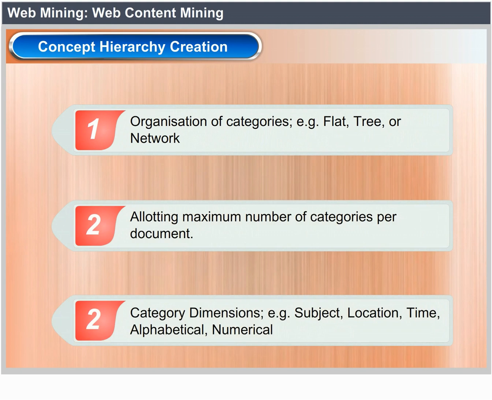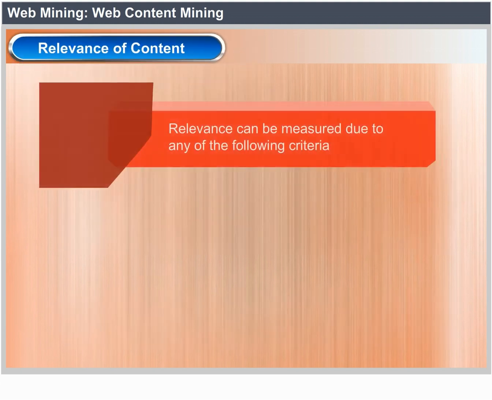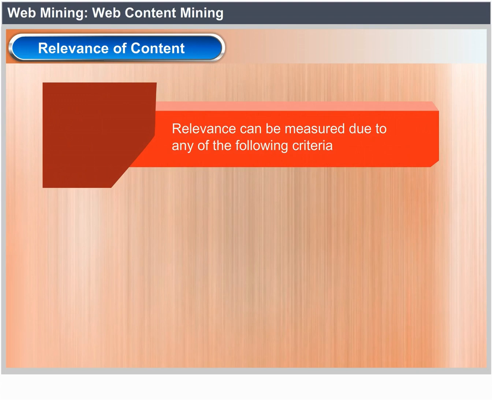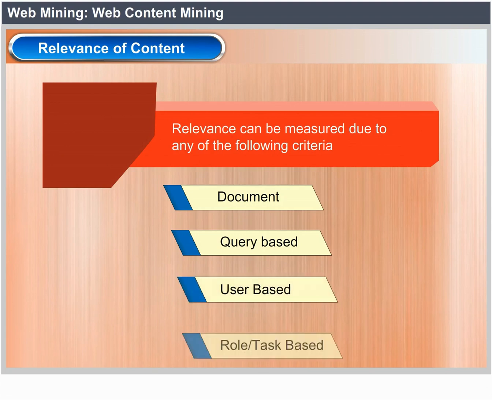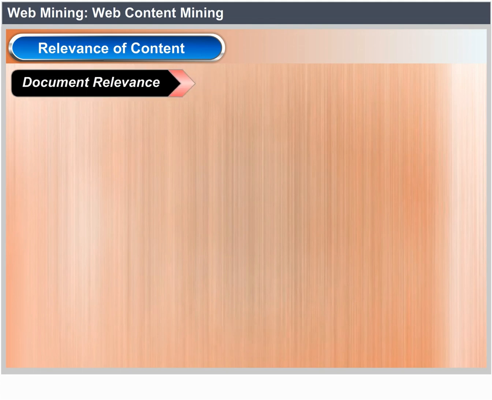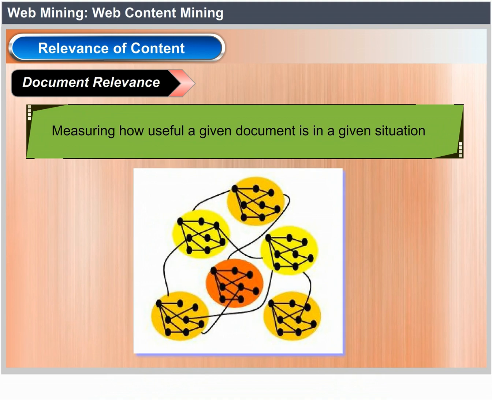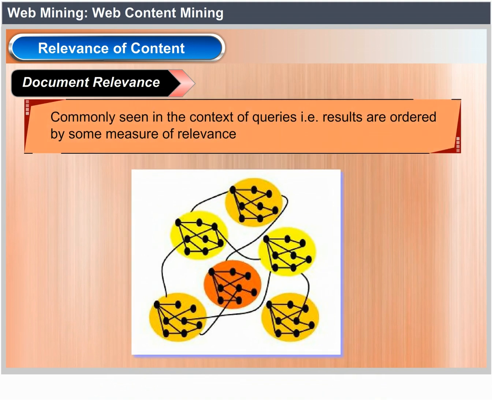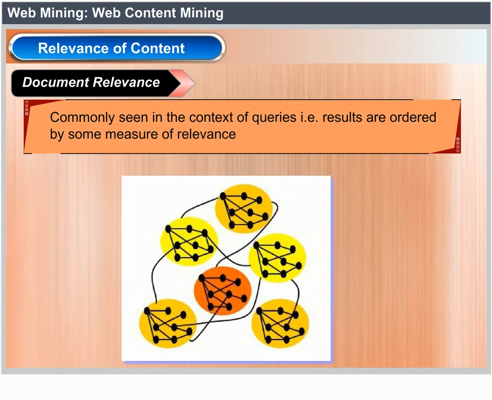Relevance of content. Relevance can be measured with respect to any of the following criteria: document, query-based, user-based, role or task-based. Document relevance: a measure of how useful a given document is in a given situation. Commonly seen in the context of queries, results are ordered by some measure of relevance. In general, a query is not necessary to assign a relevance score to a document.